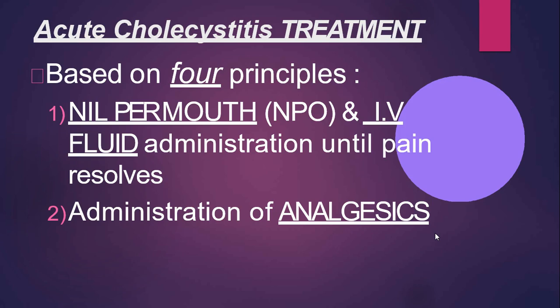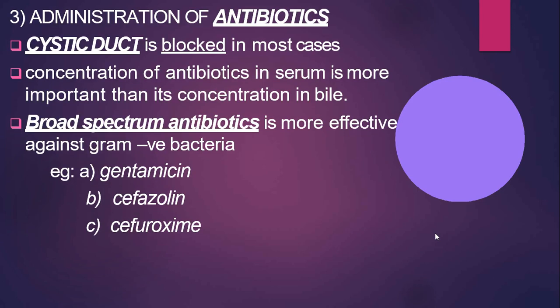Nil per oral. It means when the patient is having continuous vomiting, you cannot give oral, so you have to give IV fluids until the patient has no pain or no vomiting, and then giving analgesia, and administration of antibiotics. If the cystic duct is blocked, in most cases the concentration of antibiotics in serum is more important than its concentration in the bile. So a broad spectrum antibiotic is more effective against gram-negative bacteria, for example gentamicin, cefazolin or cefixime.